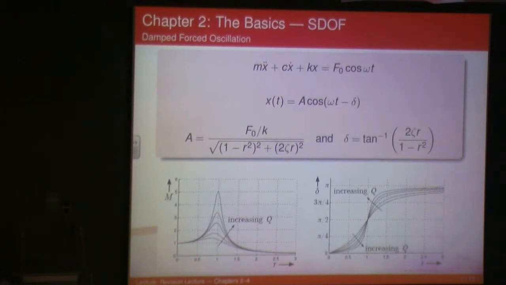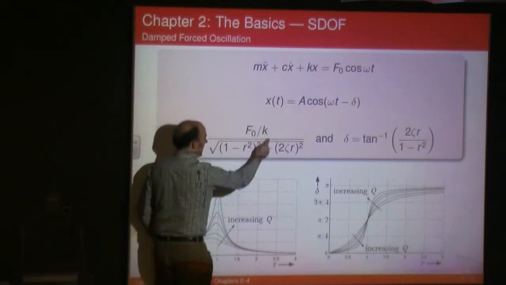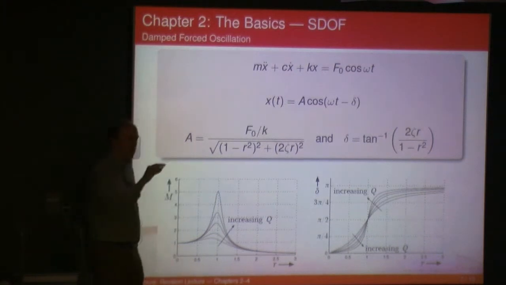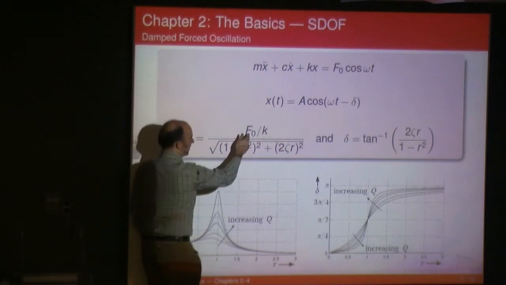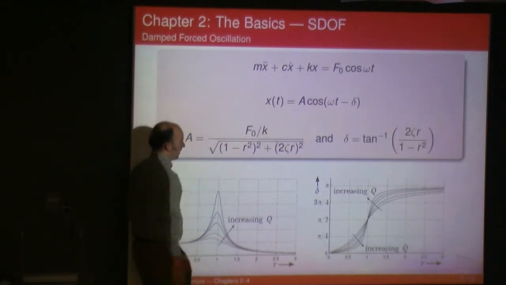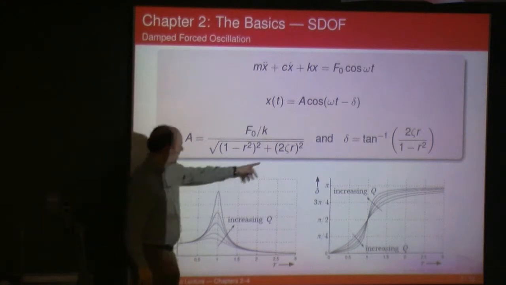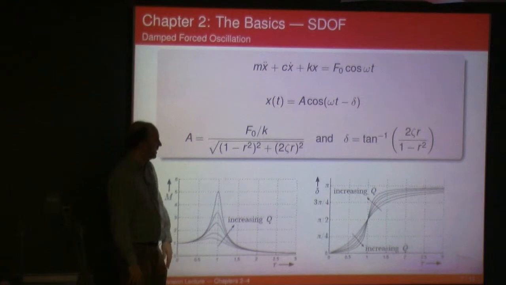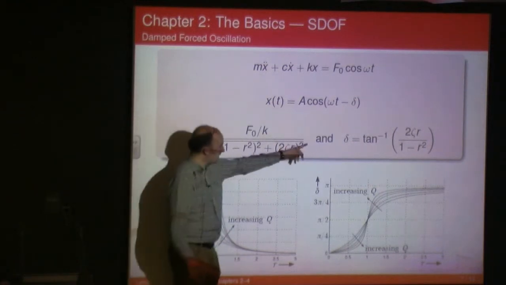If you've got a forced damped system with a sinusoidal forcing function, as I said, your solution looks like this, where A is this term. R is omega divided by omega naught, your frequency ratio. F naught you should know, because obviously you've got a forcing function up there. And everything else is defined by the system. K and zeta will be defined by the system, and omega naught you'll have to work out too. And so you've got A here and delta over here.